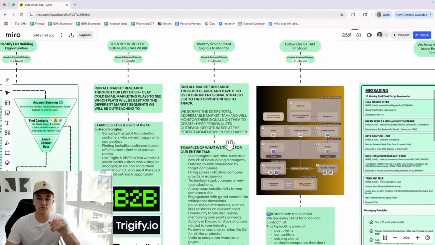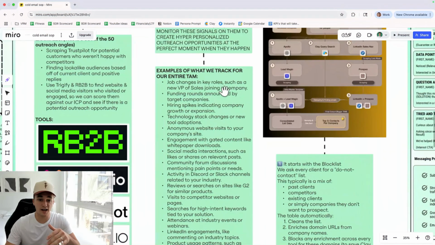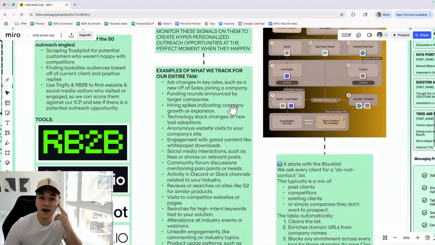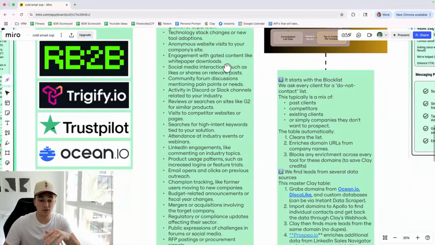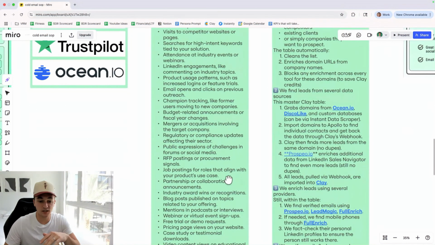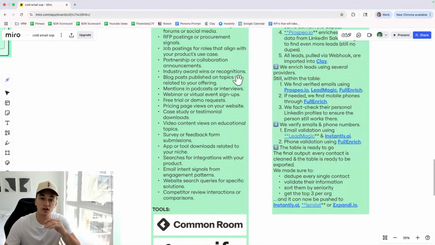And then for the 12 different market segments, we will monitor different signals. For example, let's say I'm on that list alongside 12,000 other people. It's gonna monitor day by day job changes, funding rounds, hiring spikes, technology stack changes, and all these different things. It's going to track them for each person in your market.